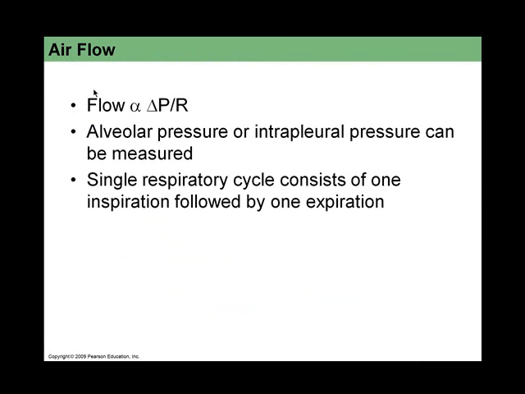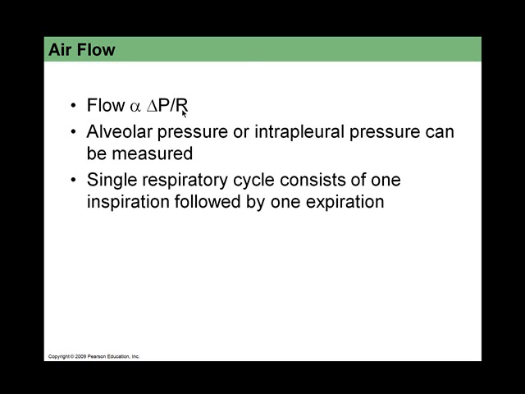So airflow is the next topic then. So flow is proportional to the change in pressure over resistance. So delta P over R. So this is the same as what we had seen before. You have to have a pressure differential that acts across a series or a parallel set of resistive structures. So without the pressure gradient, you're not going to get flow.